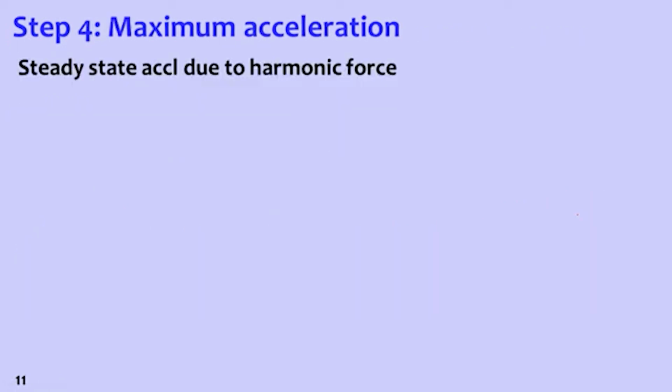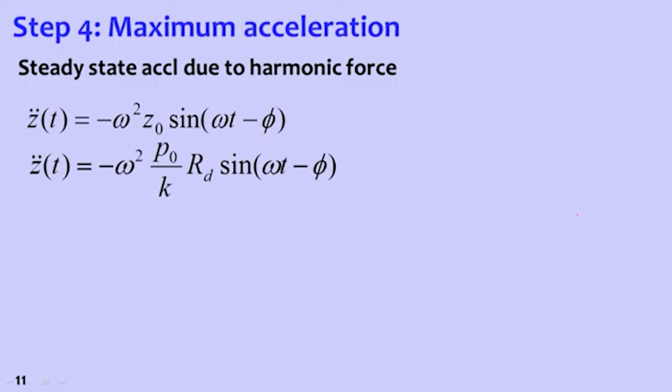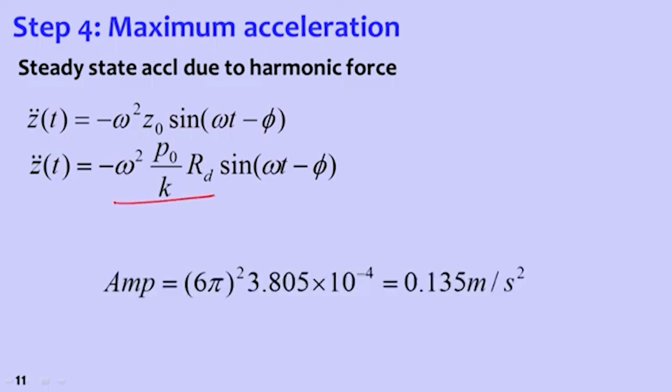Now, steady state acceleration due to harmonic force. The acceleration is minus omega square z0 sin of omega t minus phi, since it is two times differentiation of z. If I substitute that value, the amplitude is 6 pi square into P naught by K into RD, which is 3.805 into 10 to the power of minus 4. So the maximum acceleration is 0.135 meters per second square. We have found the acceleration and the displacement. If we check whether they are less than or more than the specified limits, we will know whether the structure is safe or not.